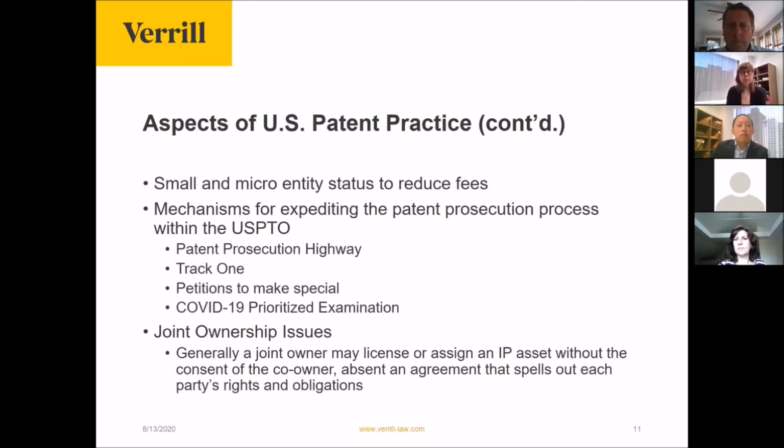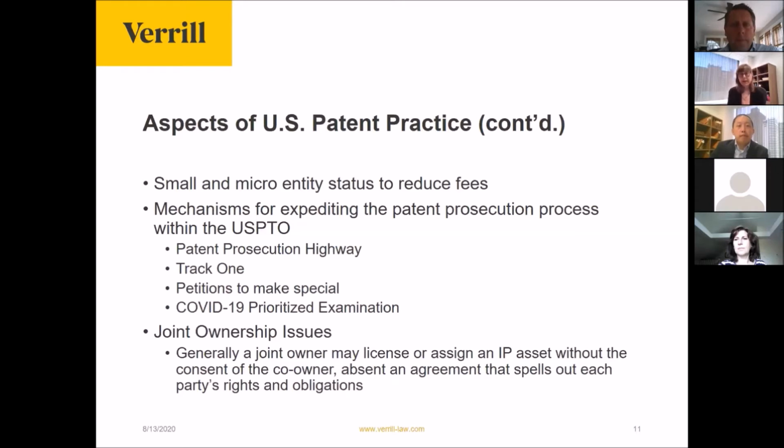There are some mechanisms for expediting patent prosecution within the U.S. Patent and Trademark Office once a patent application is filed or once you've determined to file in the U.S. And probably the most likely one to be taken advantage of by a foreign company is the patent prosecution highway. So this program allows a favorable search report that's been obtained in a corresponding international or PCT application or other foreign patent application to be used to expedite patent prosecution in the U.S. or in any other countries participating in the patent prosecution highway program.